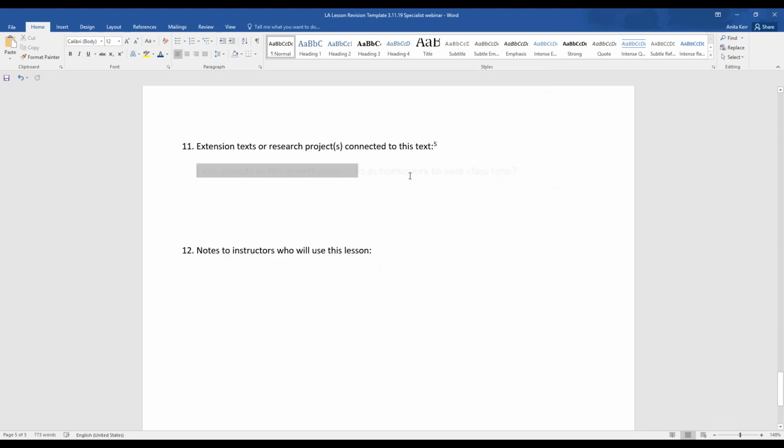Remember the research. The issue is, does this activity allow for extra research? Can students who finish early have something to do? Absolutely. It's already in here, right? That's all over the place.